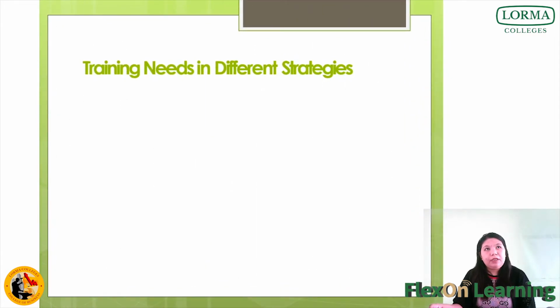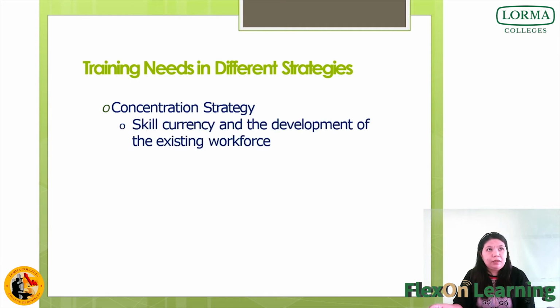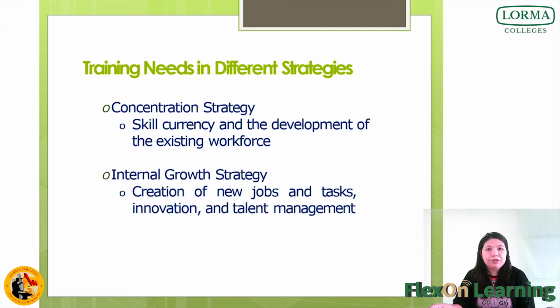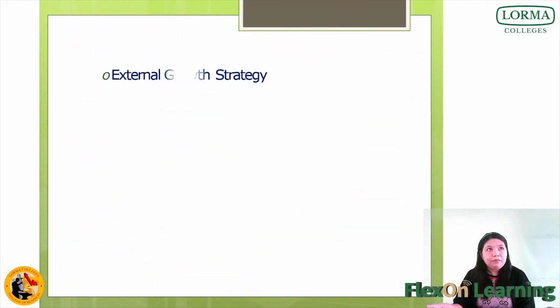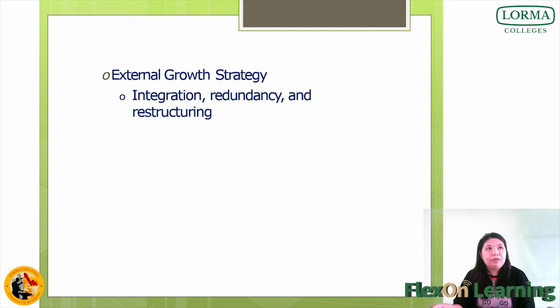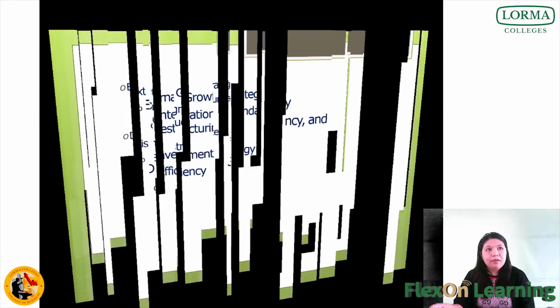Now, what are the training needs in different strategies? For concentration strategy, skill currency and the development of the existing workforce. For internal growth strategy, it is the creation of new jobs and tasks, innovation, and talent management. We have also the external growth strategy that involves integration, redundancy, and restructuring. And the investment strategy involves efficiency.